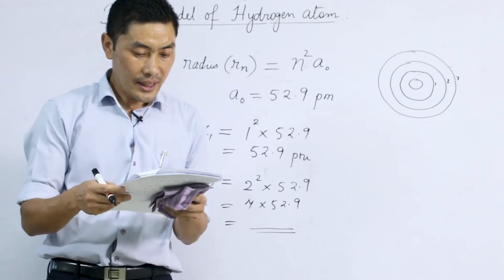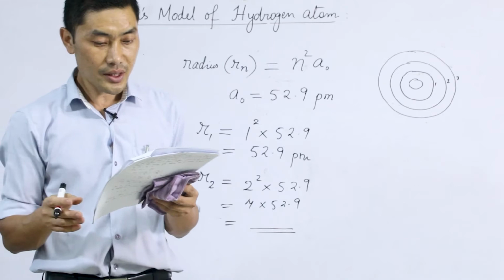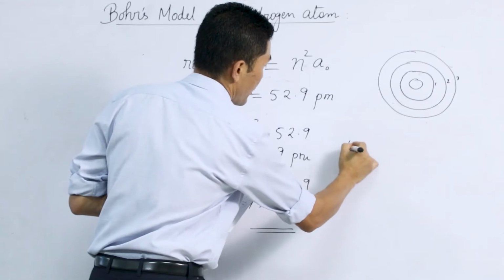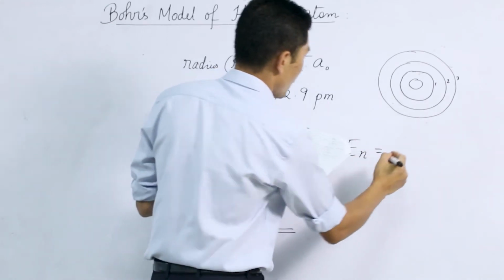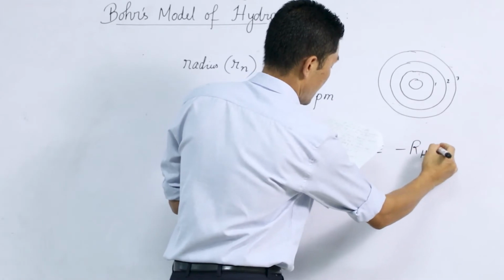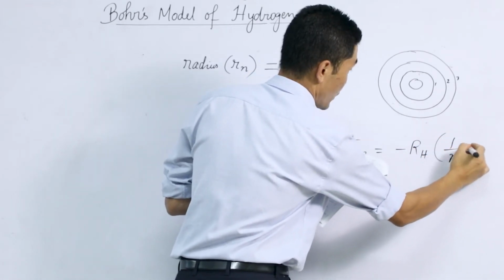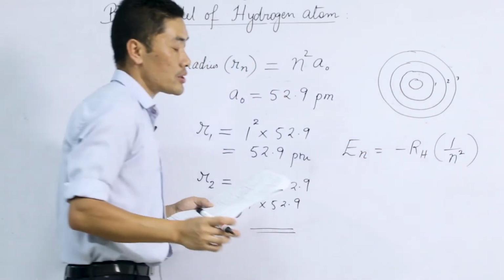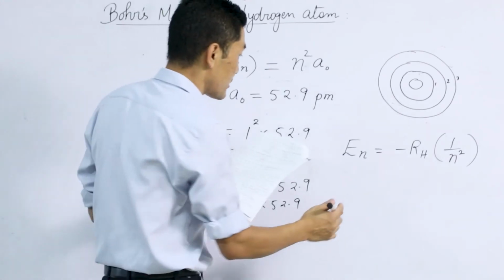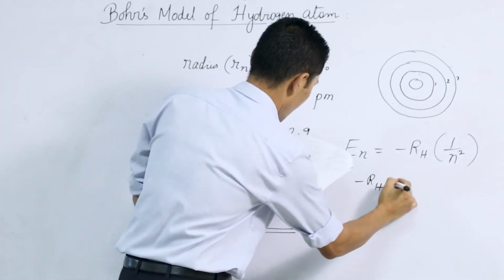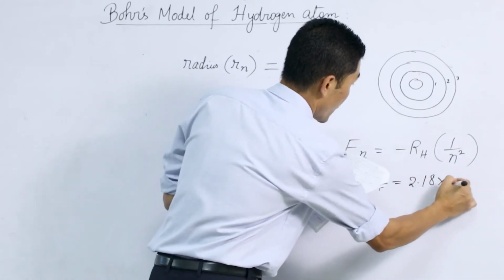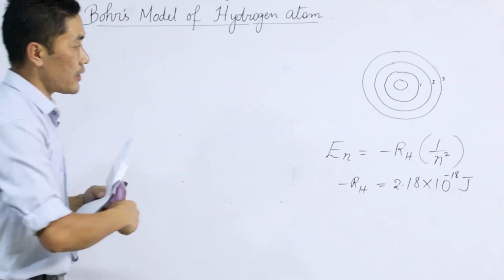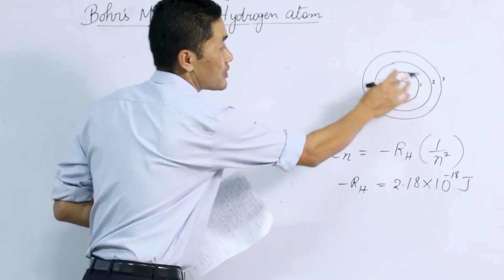The third point, the energy of the stationary state of an electron is given by En, which is equal to minus RH by n squared. Once again, n here stands for the orbit number. RH here is a constant, which is called the Rydberg constant. And the value of this Rydberg constant is equal to 2.18 into 10 to the power minus 18 joules. So once again, using this relation, we can calculate the energy of these different orbits.